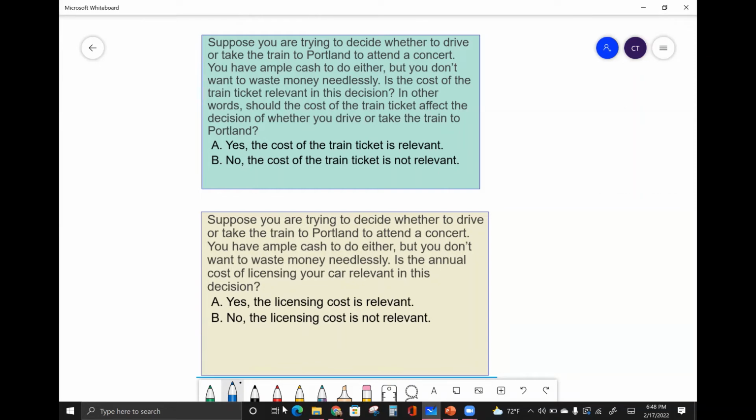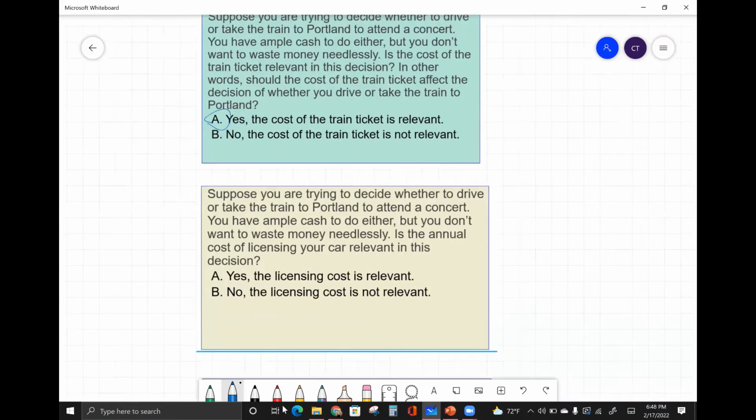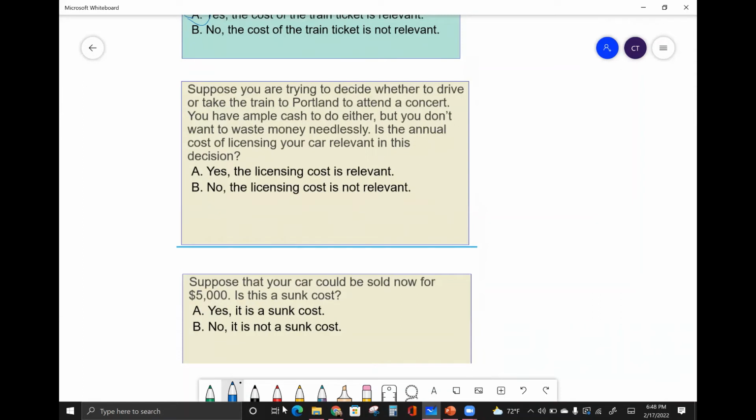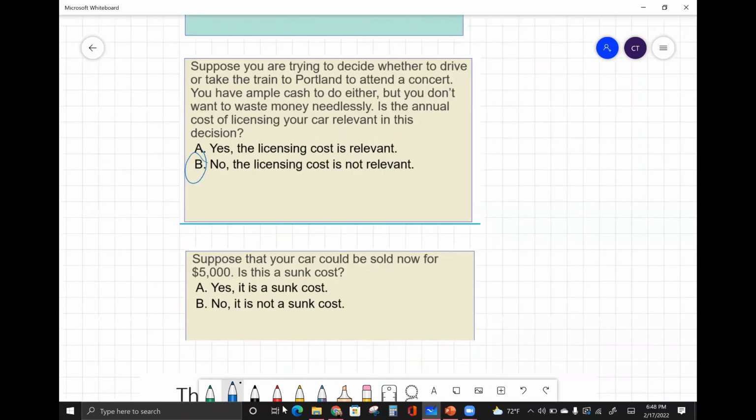So if I want to decide between either or, I should know what the ticket costs? Yeah. Okay, so same example. Suppose you're trying to decide whether to drive or take the train to Portland to attend the concert. You have ample cash to do either, but you don't want to waste the money needlessly. Is the annual cost of licensing your car relevant to this decision? No, because you're gonna have to do it anyway, right? You're gonna be driving, but it's not pertaining to that decision of going to this concert. You're not gonna say, no, I'm not going because I gotta pay for this. Well, maybe if you don't have any money, but they say you have ample money.